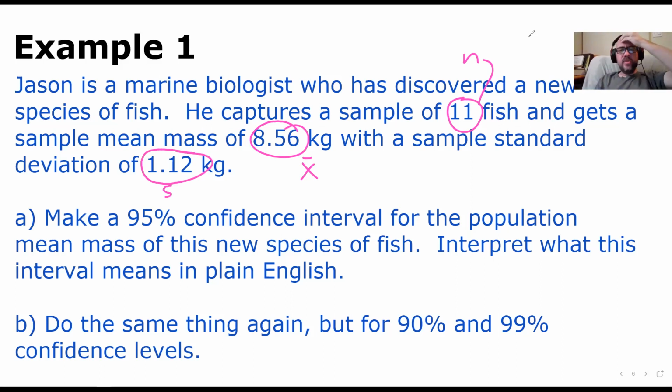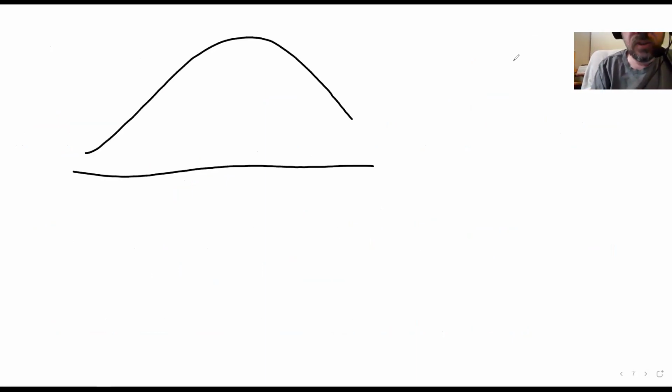So we're going to make a 95% confidence interval for the mean mass of this new species of fish. So we need to know how many standard errors we need to go on either side of the mean in order to capture 95% of the data. So let's go draw some pictures because I know this is getting a little confusing. So this is our sampling distribution. This is T with 10 degrees of freedom.